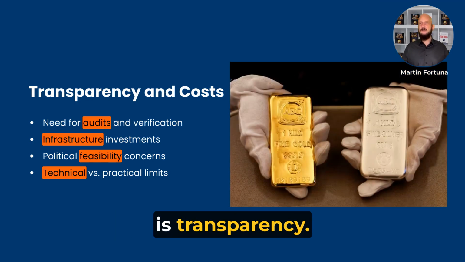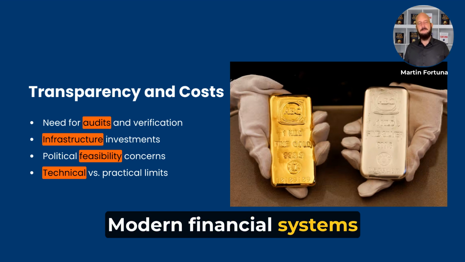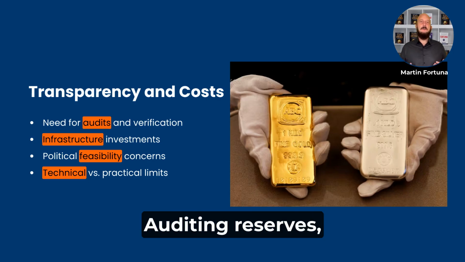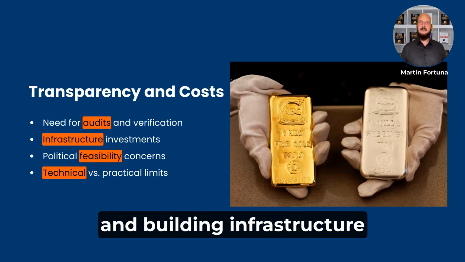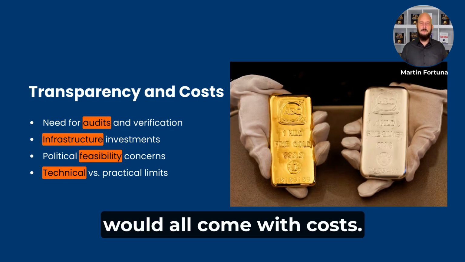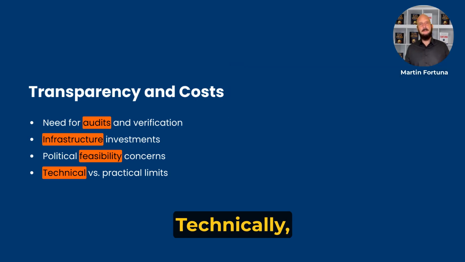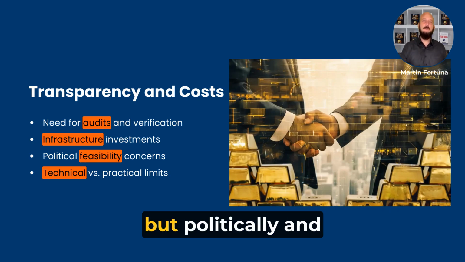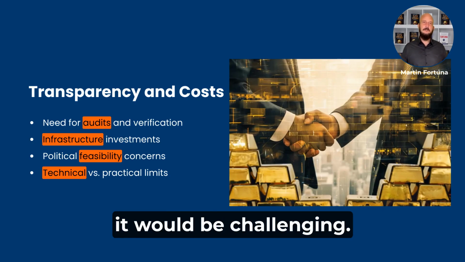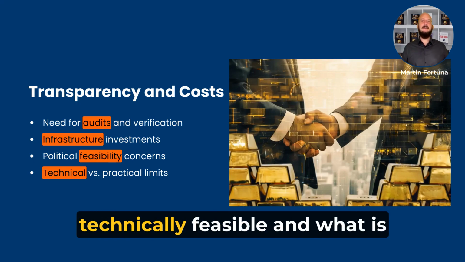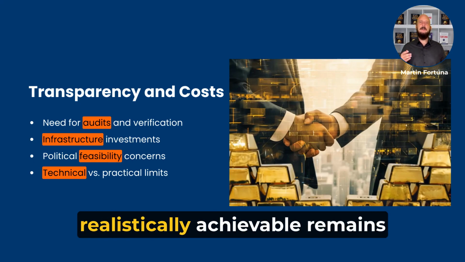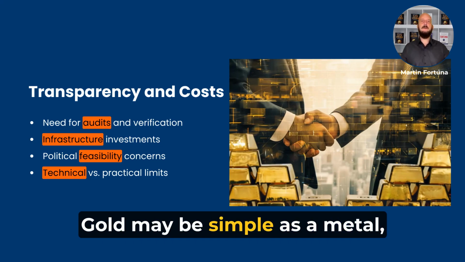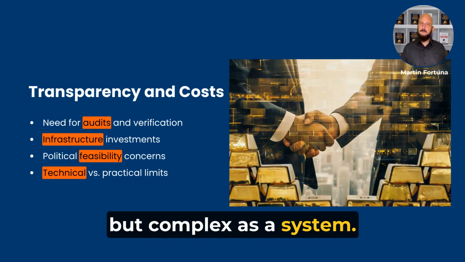Transparency and costs. Another major issue is transparency. Modern financial systems require trust, and trust requires verification. Auditing reserves, maintaining security, and building infrastructure would all come with costs. Technically, transitioning toward a stronger gold framework may be possible, but politically and economically it would be challenging. The gap between what is technically feasible and what is realistically achievable remains one of the biggest barriers. Gold may be simple as a metal, but complex as a system.